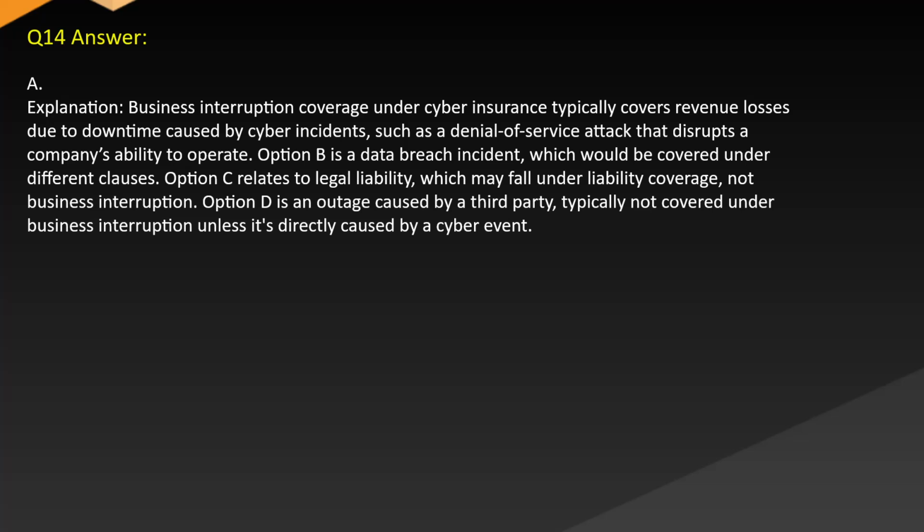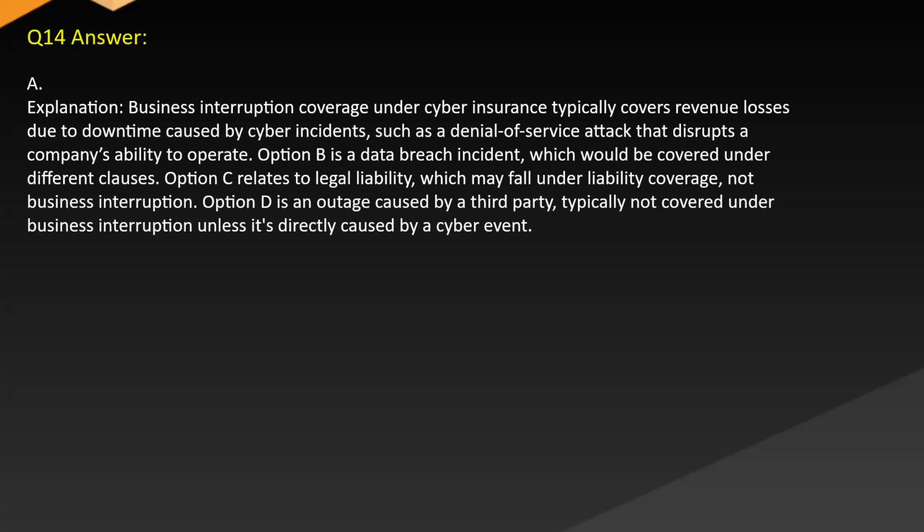Answer A. Explanation. Business interruption coverage under cyber insurance typically covers revenue losses due to downtime caused by cyber incidents, such as a denial of service attack that disrupts a company's ability to operate. Option B is a data breach incident, which would be covered under different clauses. Option C relates to legal liability, which may fall under liability coverage, not business interruption.